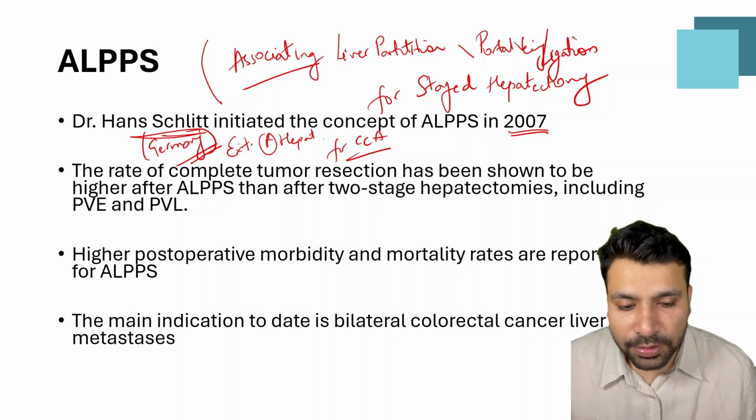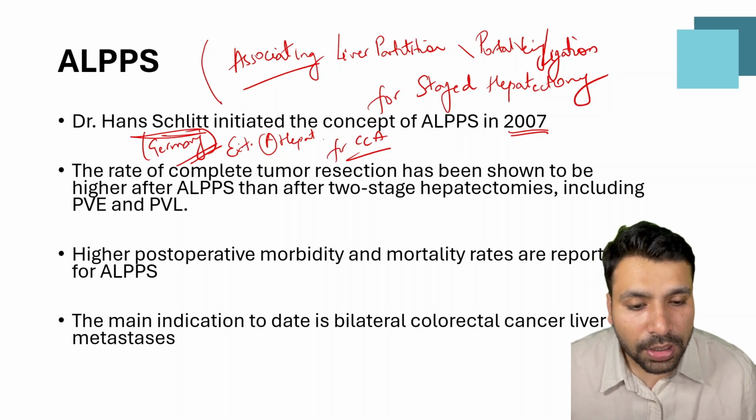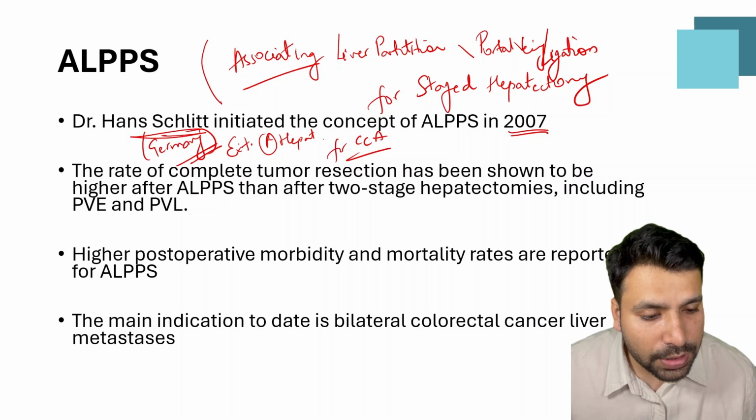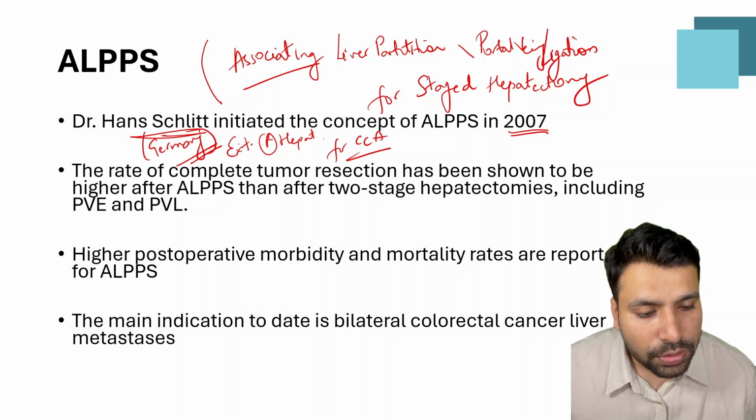So what is ALPS now? There are two very important things. Liver partition, which means you need to have a resection. The liver is resected. That is one part. The other part is portal vein ligation. So you close the portal vein, you ligate it or you embolize it. These two parts form ALPS.